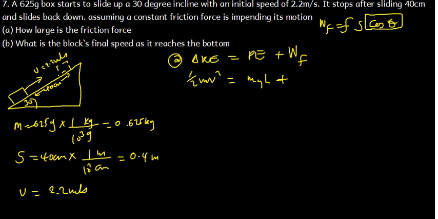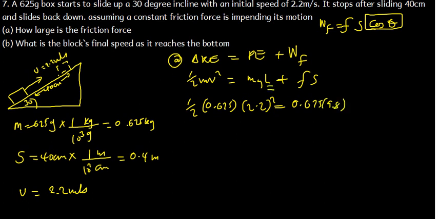I'll talk of that later then. So we are saying force times the distance. So that is half, the mass we found as 0.625, the velocity which it is moving is 2.2 squared. And then that will be equal to, the mass is still 0.625, gravity is 9.8. Now, how do you find the height?